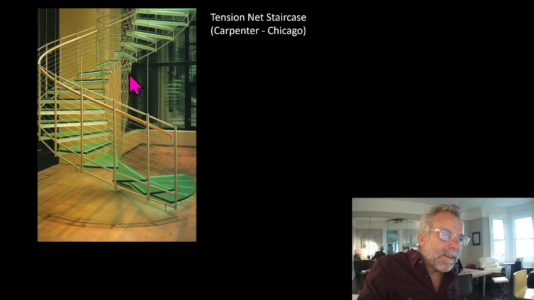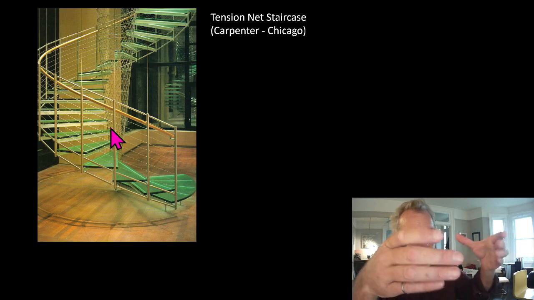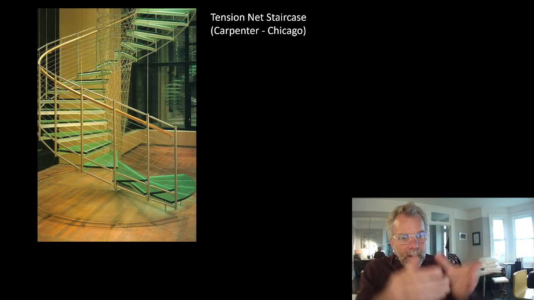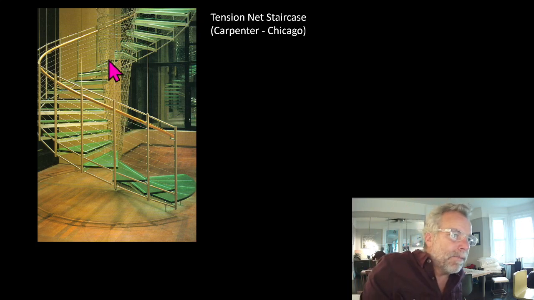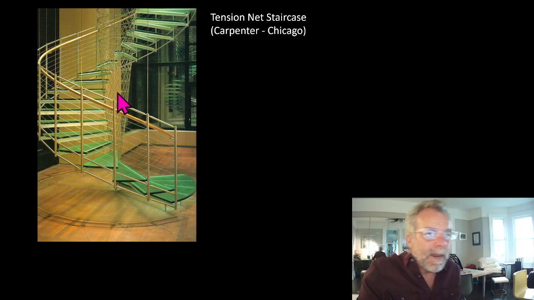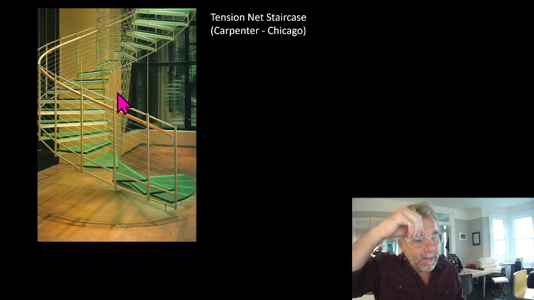Tension net staircase. So instead of having a center column, we have a central tension net. These are compression rings, which is what gives it this kind of rotated lenticular shape. They're in compression, but they're very small, so they can be very fine. And then the rest of it is tensioned.